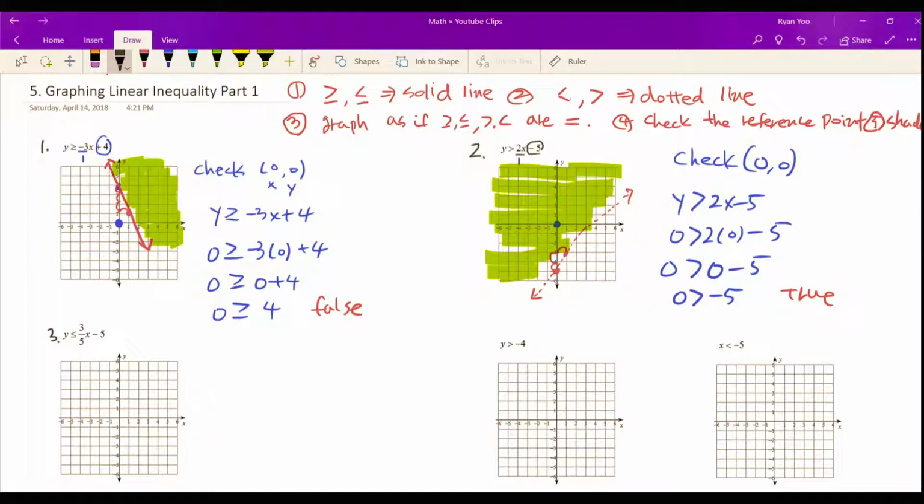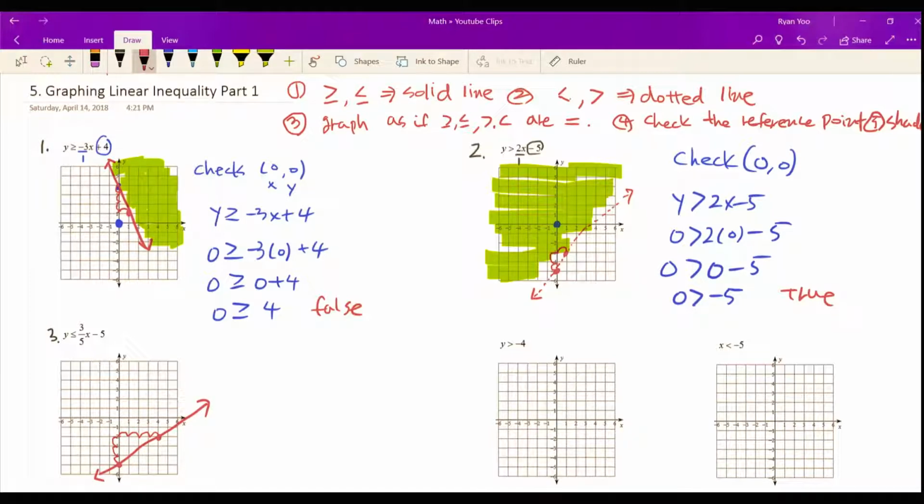So we are going to do exactly the same thing over again. One more time, negative 5. We are going to start from the negative 5 over here. And 3 over 5, we go up 3, 1, 2, 3, and right 5, 1, 2, 3, 4, 5. Here we go. So we got 2 points. Since it's a less than or equal to, we are going to have a solid line. So we have a solid line.